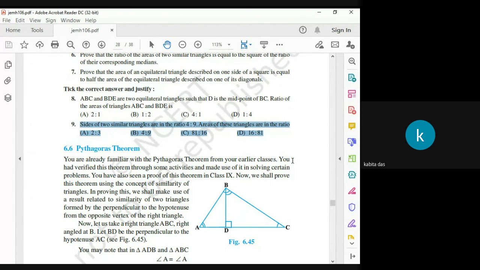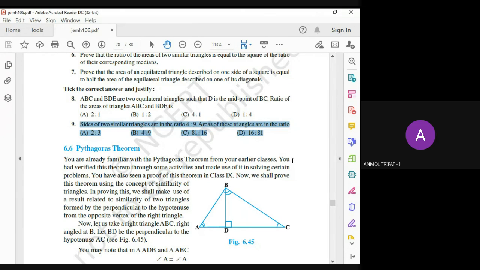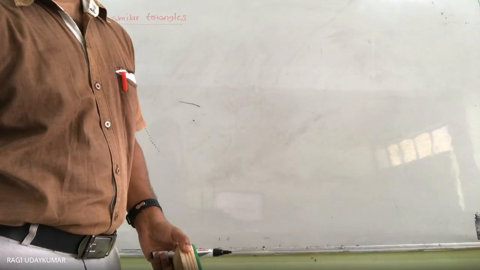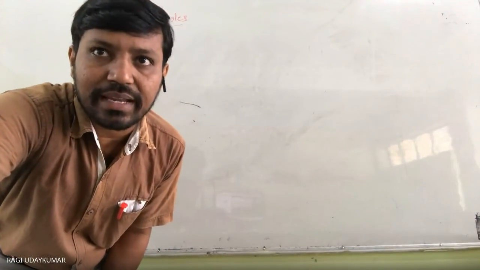Sir, 16 is to 81. Similar triangles, sides are given in the ratio 4:9. Then the ratio of their areas is 16 to 81. Yes, sir. 4 square by 9 square we are going to get, which is 16 to 81. Okay.